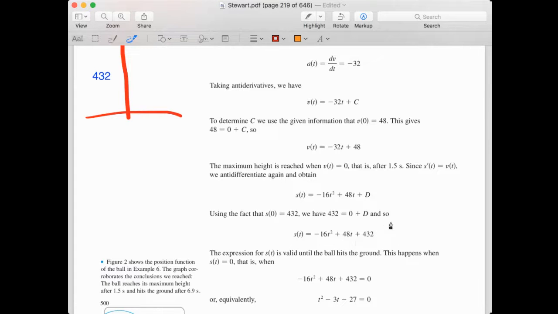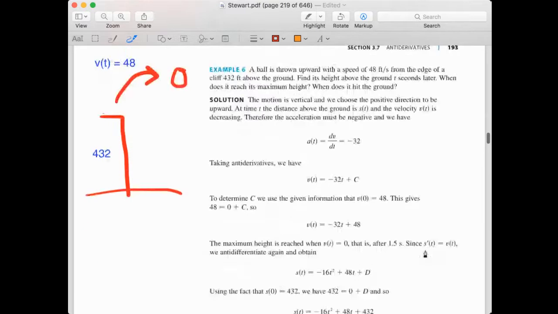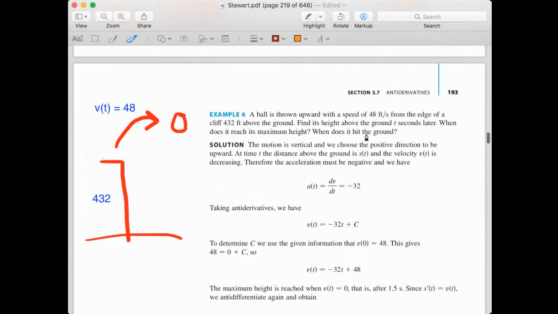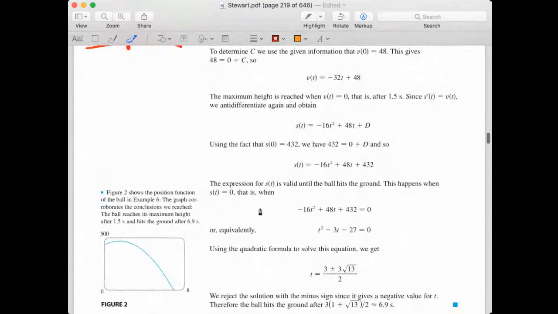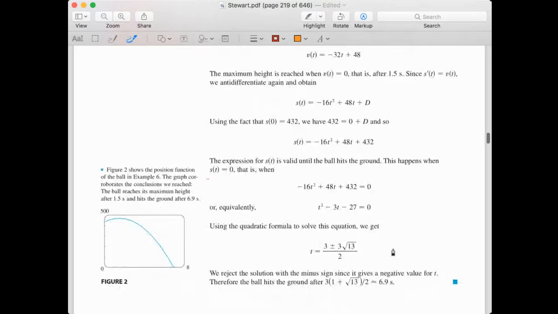We see it's a downward parabola. Right now, we want to find out the second question. The second question is, when does it hit the ground? So that means when do we make s of t equal 0? So s of t equals 0, just set the function to be 0, and we get a quadratic equation. Then we can solve for t.